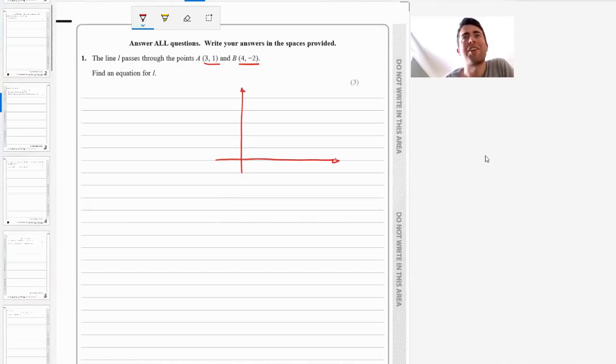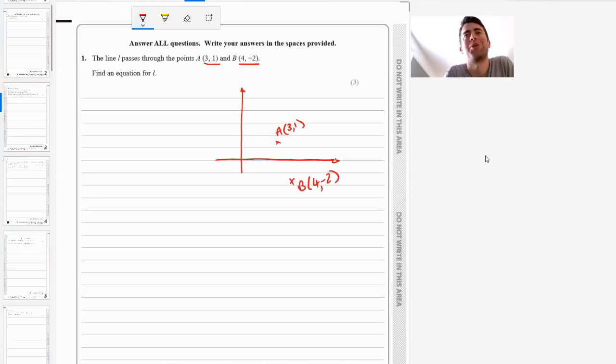Now, a sketch never has to be really accurate, so when I place 3, 1 somewhere, it's not like I've marked off exactly where 3, 1 is, but it's just roughly in the right place. 4, -2 is going to be down here.